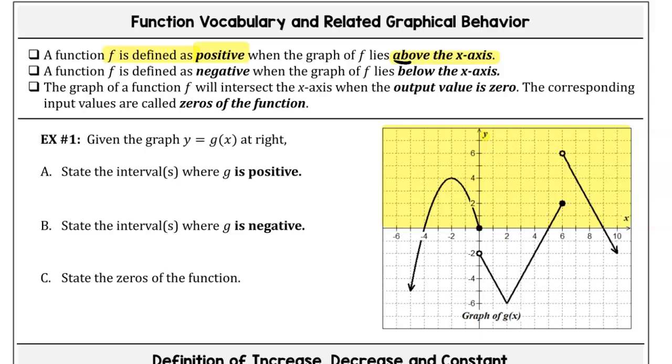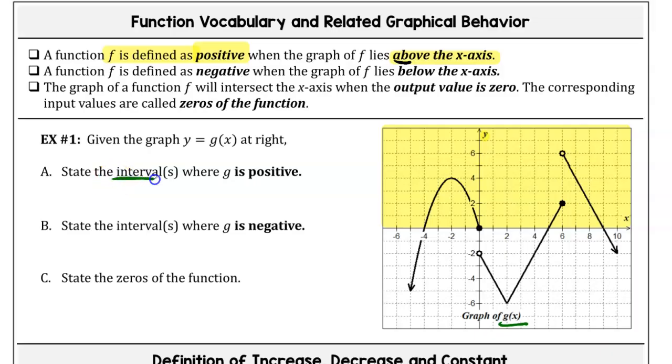Right? So if I'm asked, where is state the interval where g is positive, right? And this function is g right here. Everything on here, right? This is g. Where is it positive? It's just saying, well, what numbers on the x-axis is it above the x-axis? Right? So it says intervals.